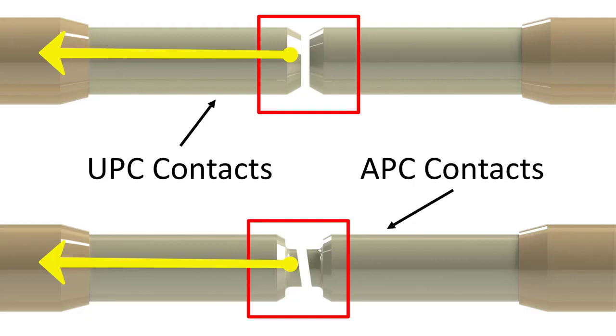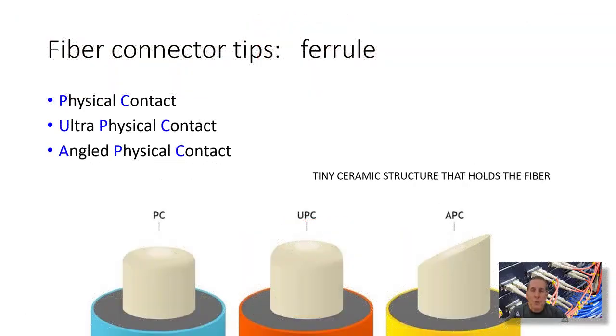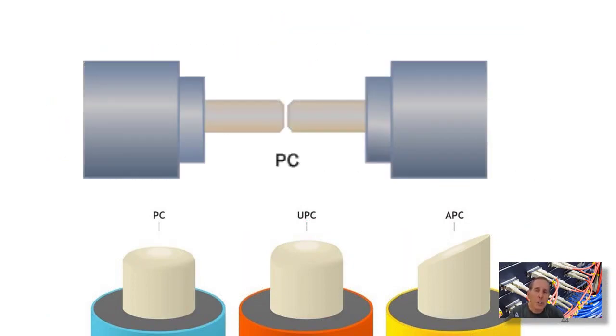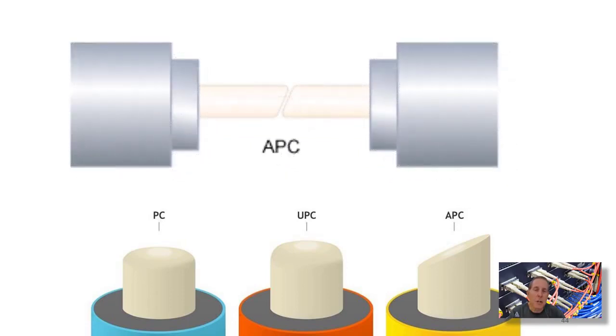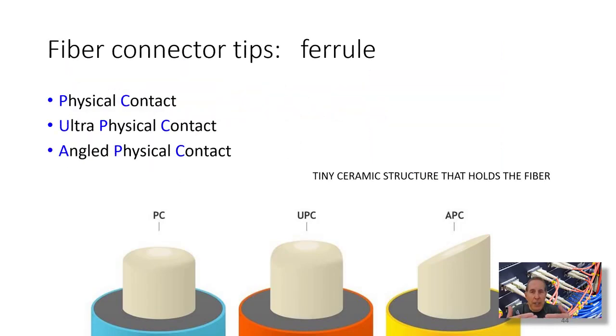If they're misaligned, it's going to cause loss of light. Both of those are unwanted. There are three kinds of shaping, sometimes called polishing type: PC, UPC, and angled physical contact, or APC. You have to know what you're buying and what you're connecting, because if you take a cable with an APC shaped ferrule and insert it into a connector that's UPC, you're going to damage something. So you've got to know what these shapes are, which in most cases are called polishing types.